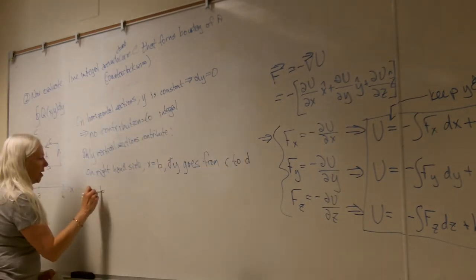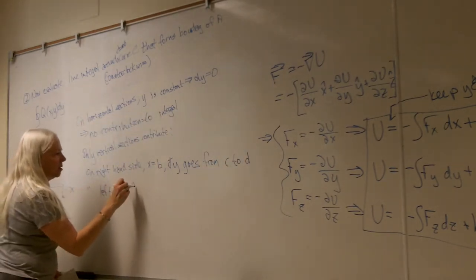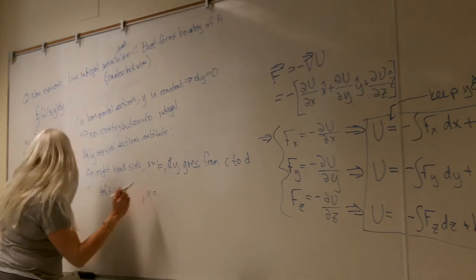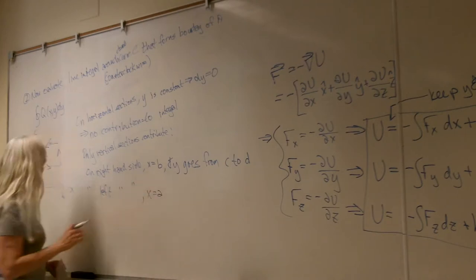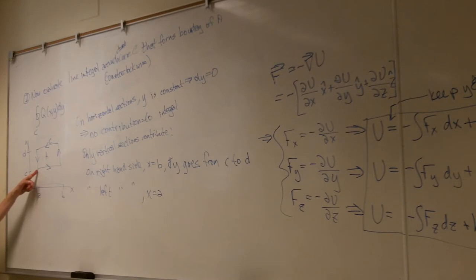On the left-hand side, on the other hand, x will be equal to a along the left-hand side. And we're going downward. Again, we're going around counterclockwise, so we're going in the direction of the arrow. So y starts out at d and goes to c.